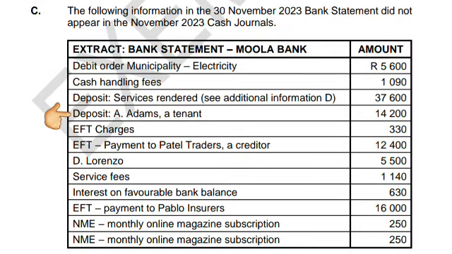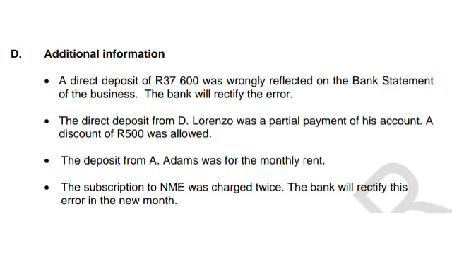So we move on to a deposit that is ours. It's a deposit by A. Adams, a tenant. But just to make sure that it's ours, we're also going to look at information D to confirm that. The amount is 14,200. Let's look at what information D says. Information D, bullet number 3 says, the deposit of A. Adam was for a monthly rent. So meaning it belongs to us.